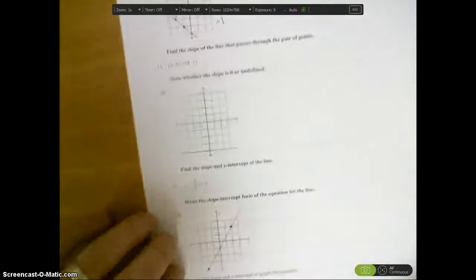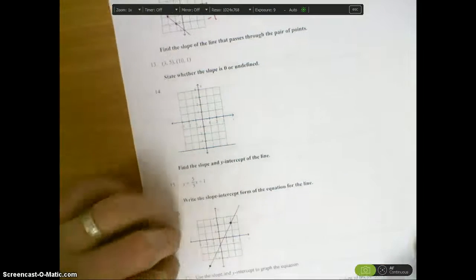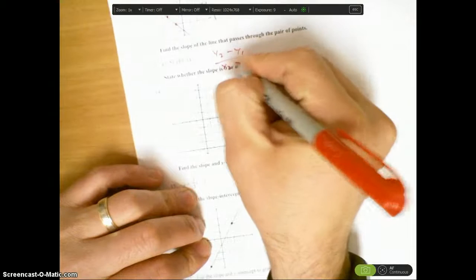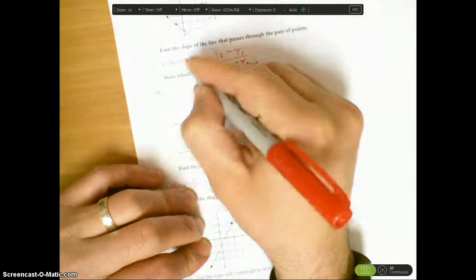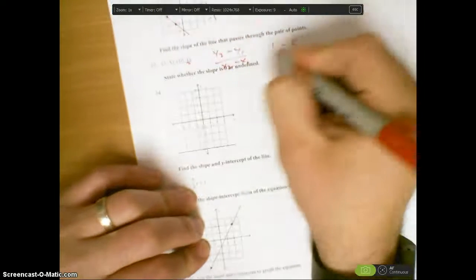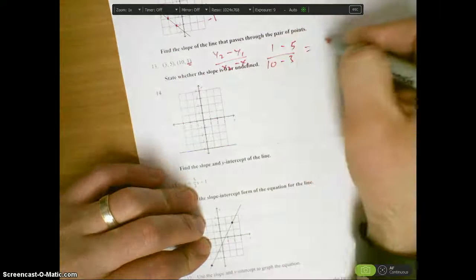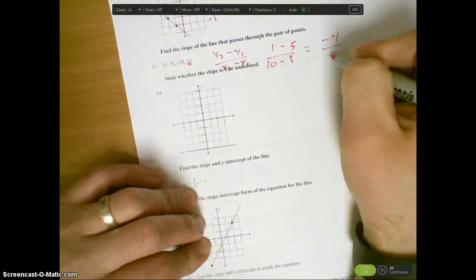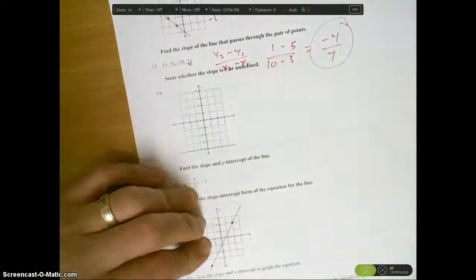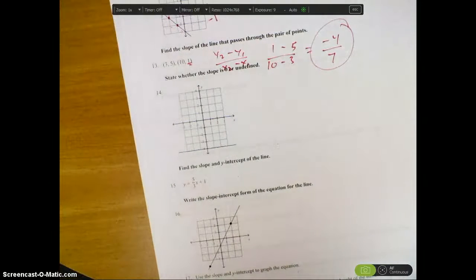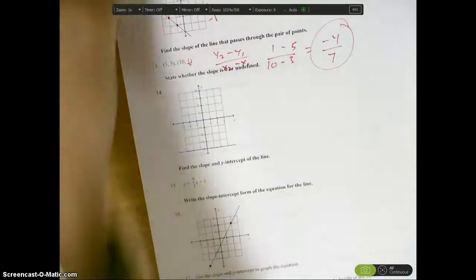Find the slope for the line that passes through the given points. This is y2 minus y1 over x2 minus x1. So I'm going to plug in y2, and that is 1 minus 5 over 10 minus 3. Y is on top, x is on the bottom. That's -4 over +7. So that is my slope of that line, -4/7. That will be it for the first video. I'll pick up 14 on the next one.